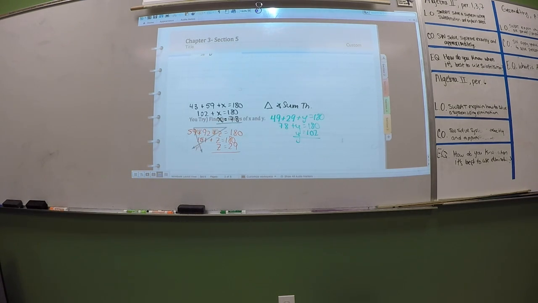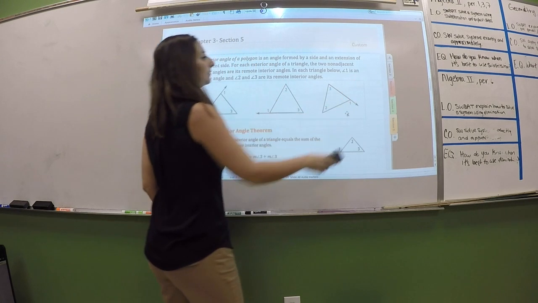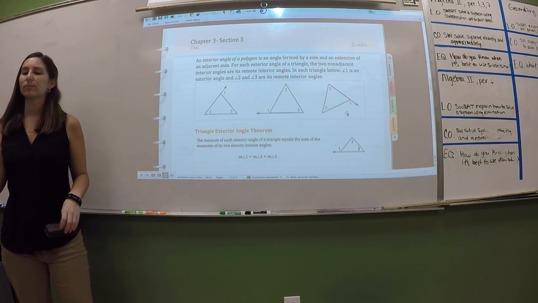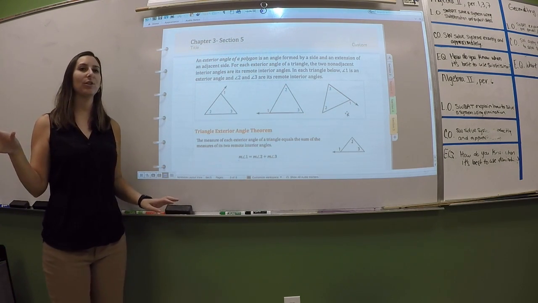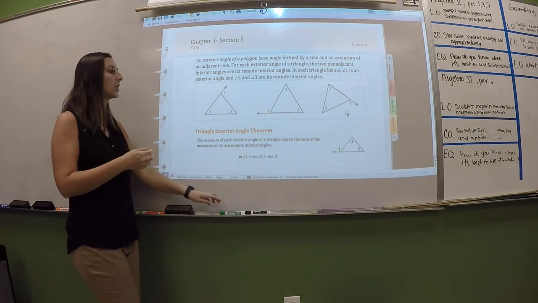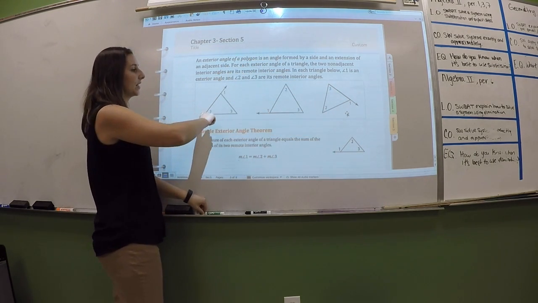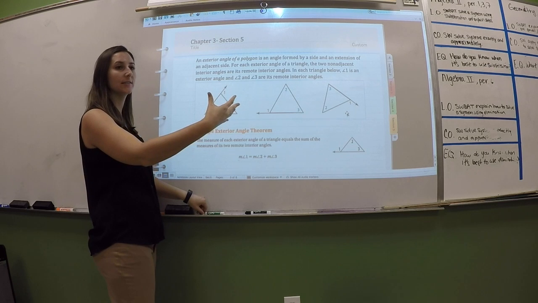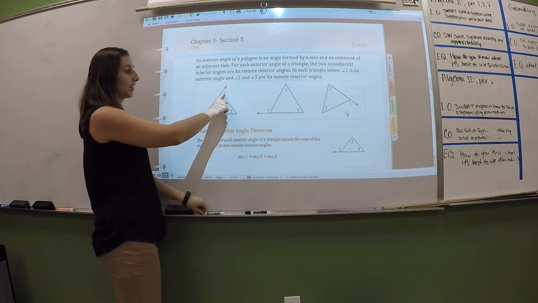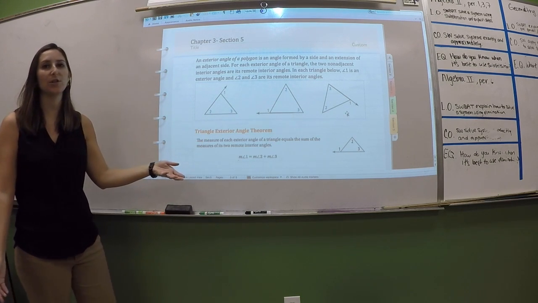All right, so have a you try. You try, guys. Teamwork. So far it's a linear pair, it's like a supplementary. Okay, we have exterior angles. What does the word exterior mean? Outside. Exactly. An exterior angle is an angle on the outside of the triangle. So if you were to extend a side of a triangle, you'd get an exterior angle on the outside of the triangle. Okay, so you need to know what an exterior angle is.